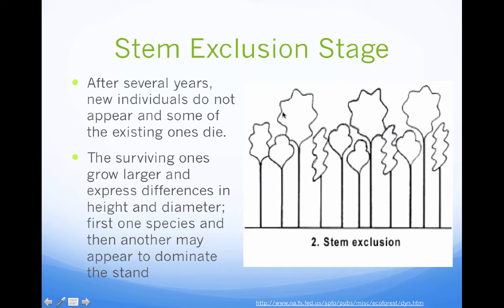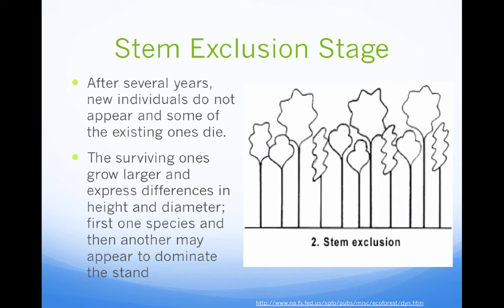So if all these trees in this example are the same species, we see that some of these are maybe on better microsites, maybe they got there first, maybe they have better genetics. There's a whole host of reasons why these trees may be growing larger and may be becoming dominant. So they're able to express differences in height and diameter. And this can be seen when all the species are the same, or we can start to see this when maybe there are multiple species that entered this land.